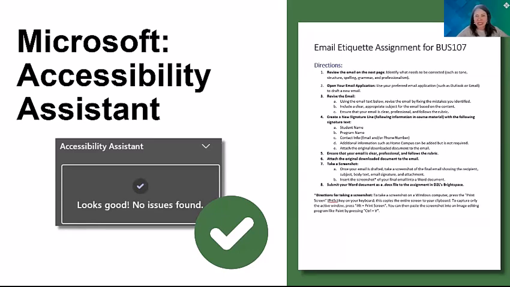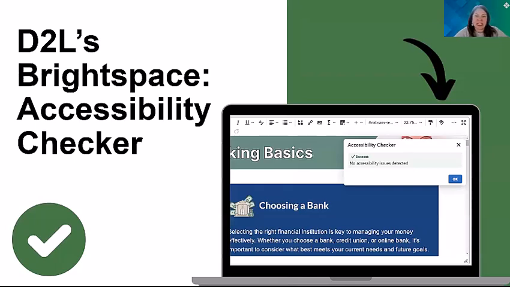Now, for today's focus, we are going to dive deeply into D2L's Brightspace Accessibility Checker, which is what we use when we are building announcements or pages, assignments, whatever it might be in the HTML editor.